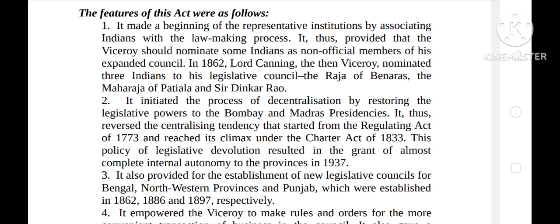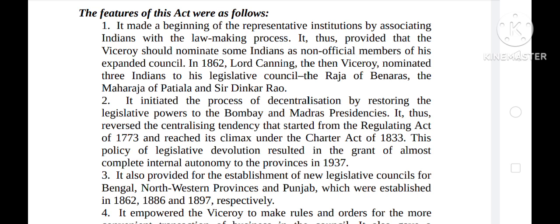The features of this act were as follows. It made a beginning of representative institutions by associating Indians with the lawmaking process. It provided that the Viceroy should nominate some Indians as non-official members of his expanded council. In 1862, Lord Canning, then Viceroy, nominated three Indians to his legislative council: the Raja of Benares, the Maharaja of Patiala and Sir Dinkar Rao.